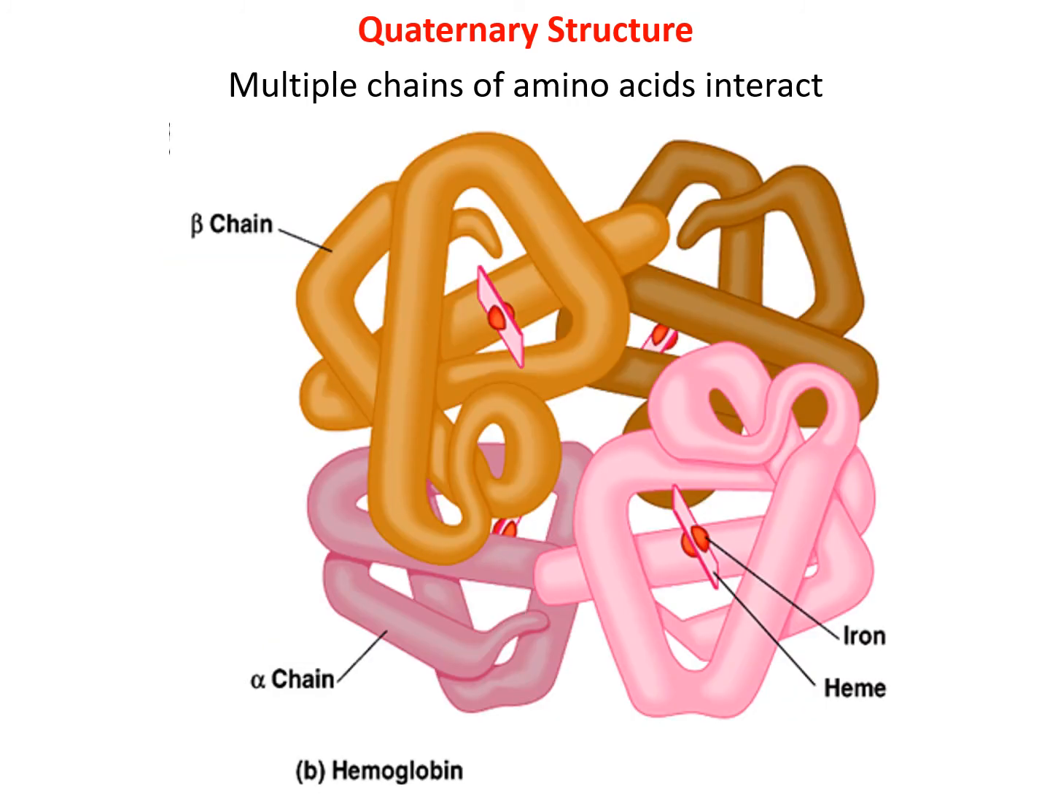We may also get, we will also get a quaternary structure being formed, and in this case now we have multiple chains of amino acids that are interacting with each other, and this is an example here. This is hemoglobin.